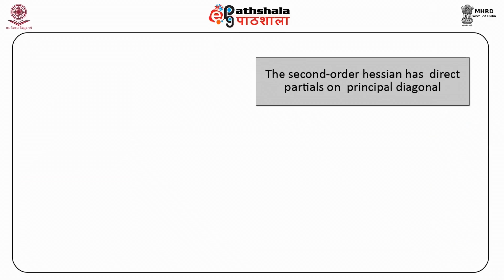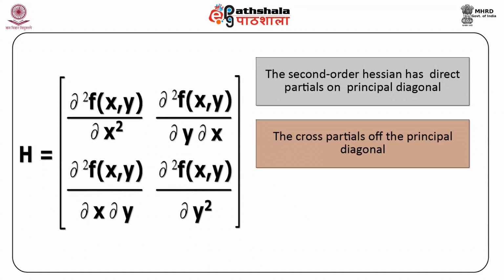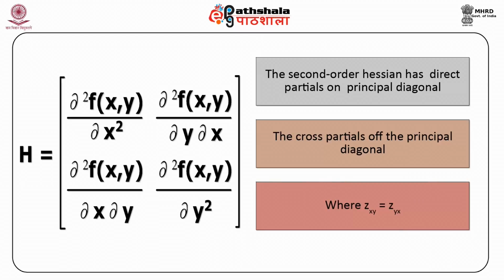The second order direct partials on the principal diagonal and the second order cross partials off the principal diagonal are represented in a Hessian determinant, where H is equal to first row consisting of second order partial differentials with respect to x and y, and columns consisting of second order partial differentials with respect to x and y, where zxy is equal to zyx.